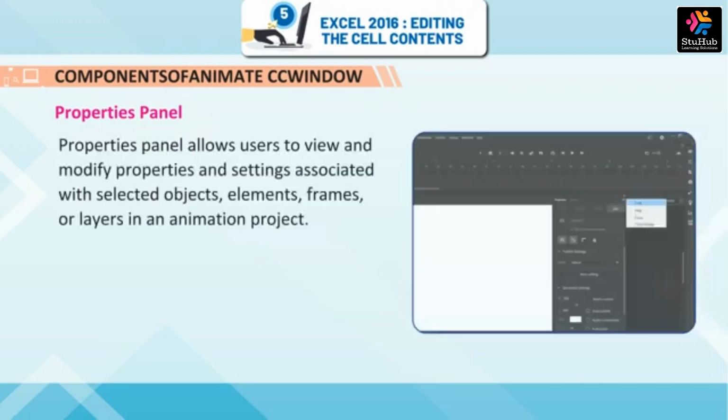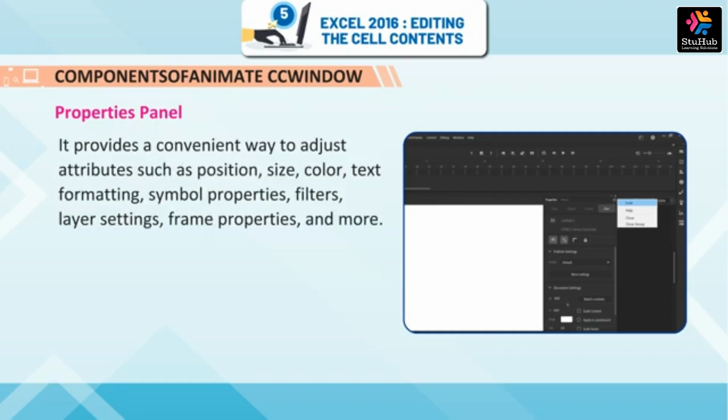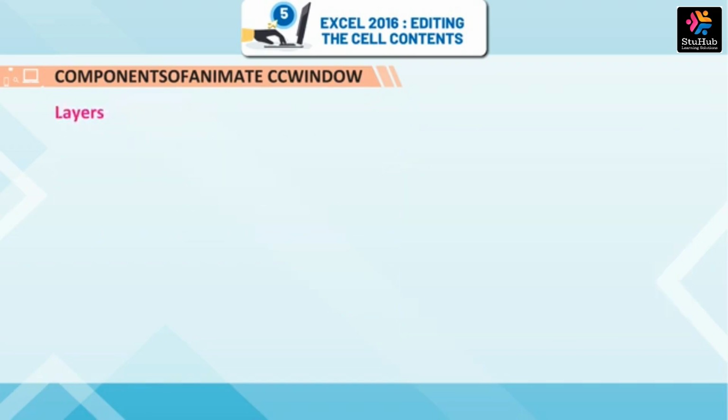Properties panel. The Properties panel allows users to view and modify properties and settings associated with selected objects, elements, frames, or layers in an animation project. It provides a convenient way to adjust attributes such as position, size, color, text formatting, symbol properties, filters, layer settings, frame properties, and more.